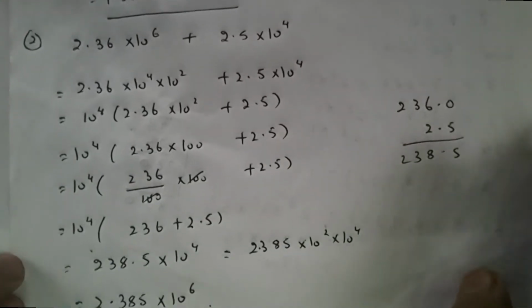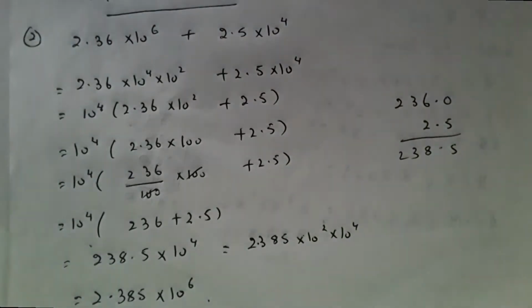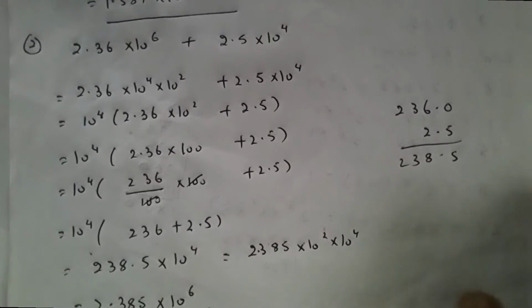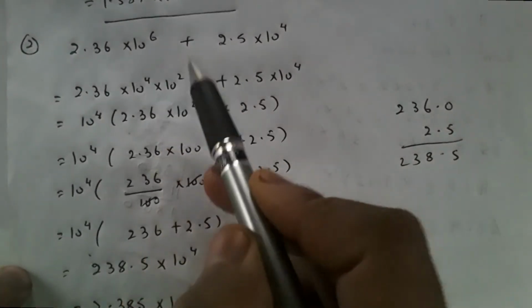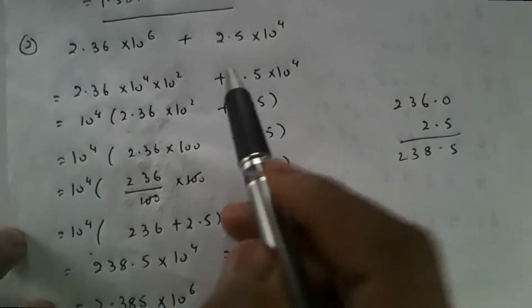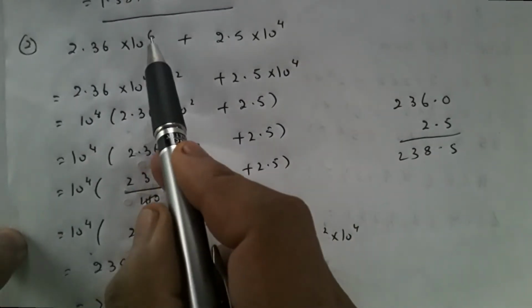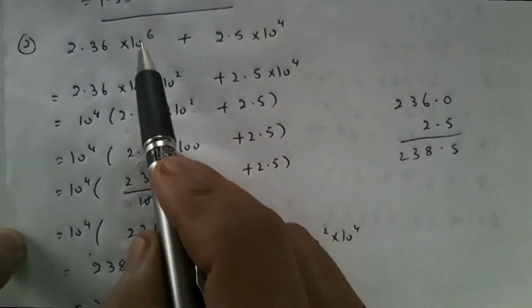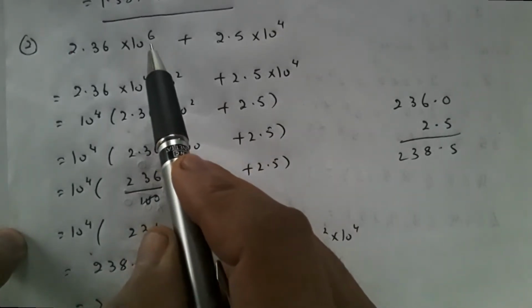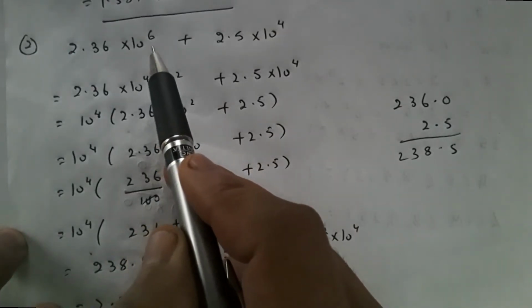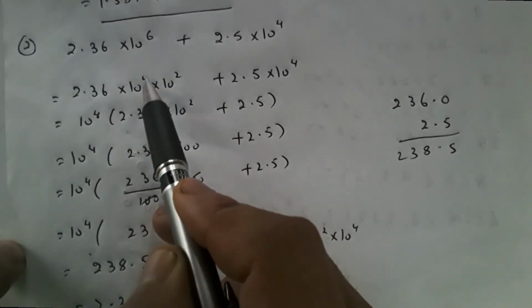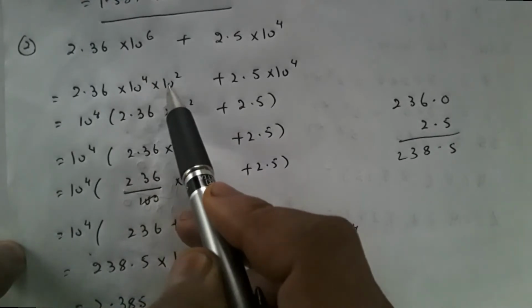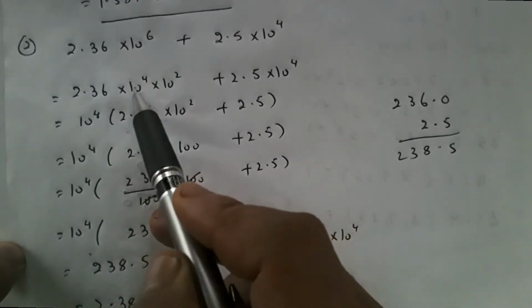This question number 2 is similar to number 1, but in this question I'll convert the bigger power into the smaller power. So 10 raised to power 6 and 10 raised to power 4. I'll convert this also into 10 raised to the power 4. So what to do? 10 raised to power 4 and 10 raised to power 2 becomes 10 raised to power 6.